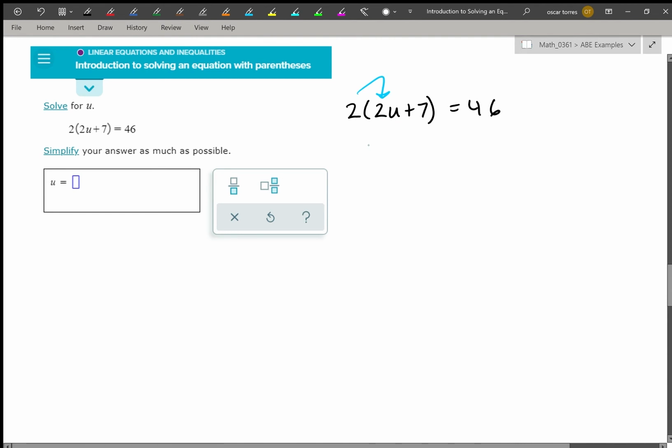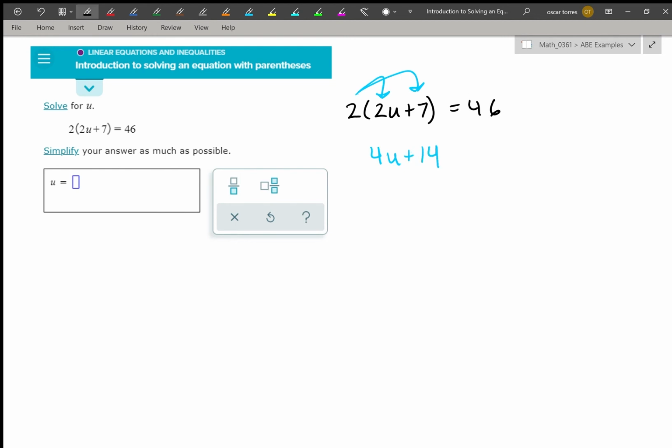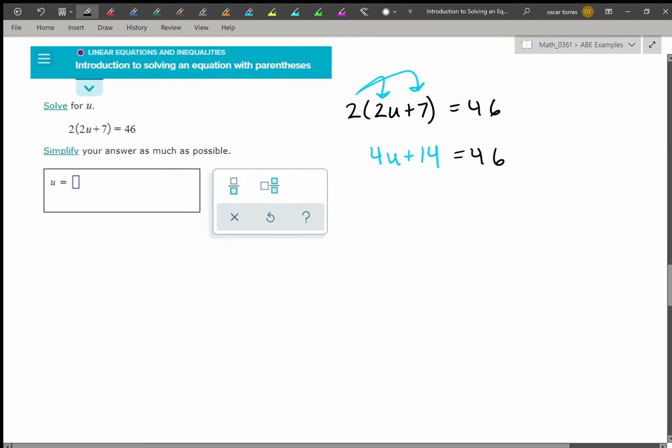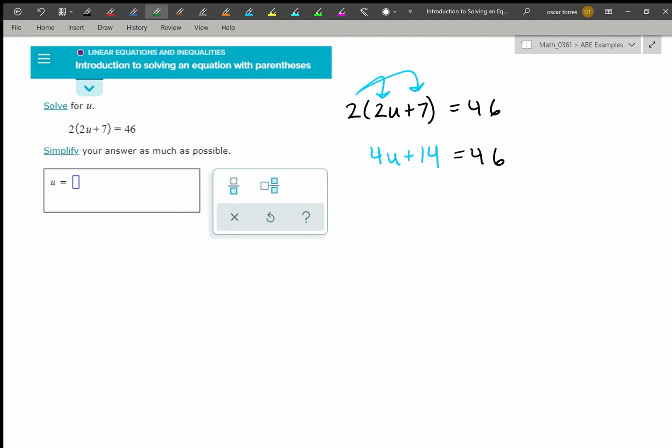2 times 2 is 4, and they have a u attached to them, so we get 4u. Then we do 2 times 7. 2 times 7 is positive 14. So we write a plus for positive and 14 afterwards. This is equal to 46. So this is our equation. The only thing left is to get the u by itself.